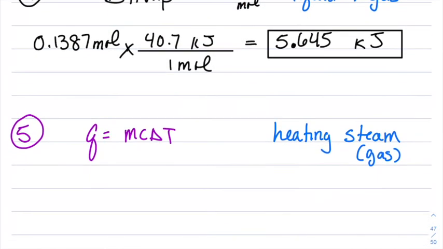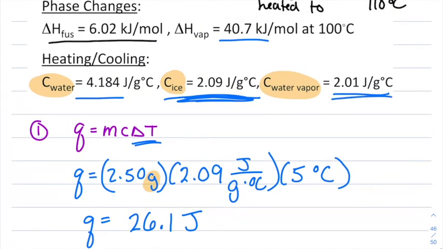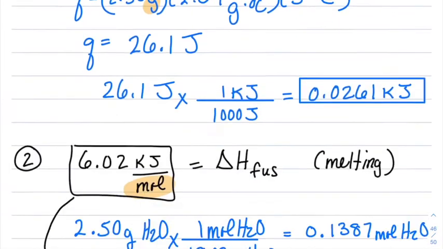All right, and then finally we're going to heat up our steam. So Q equals MCAT again. And we have that same mass of 2.50 grams. But now we're in steam, so we need to look up our C value for steam. And it's right over here, so 2.01 joules divided by grams times degrees Celsius.